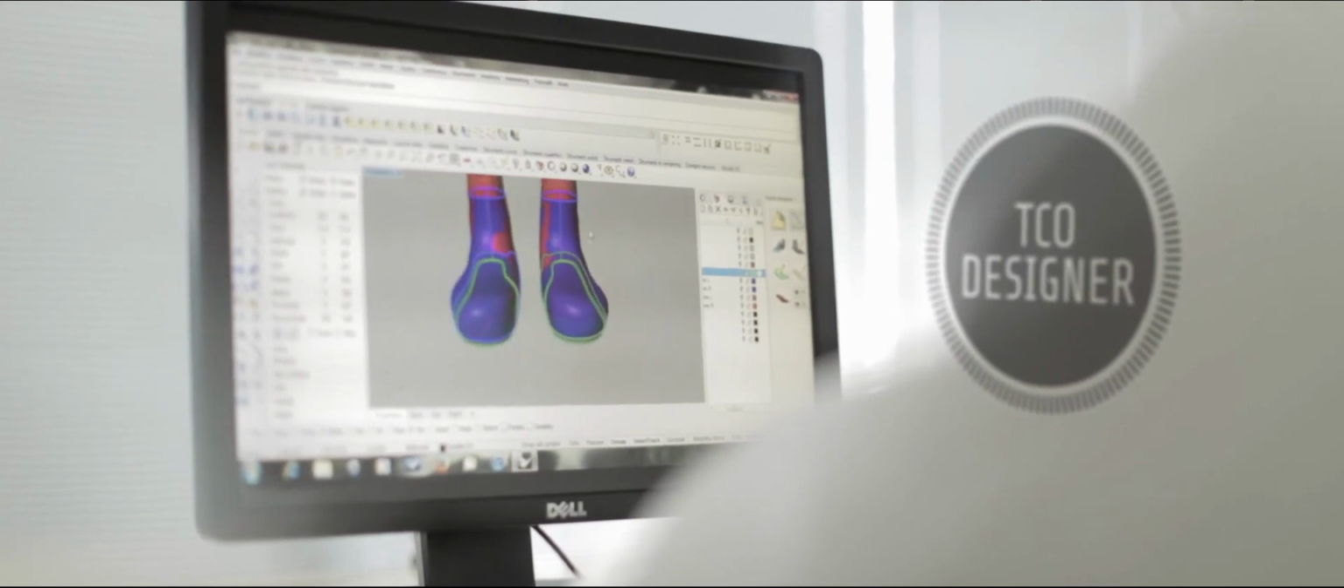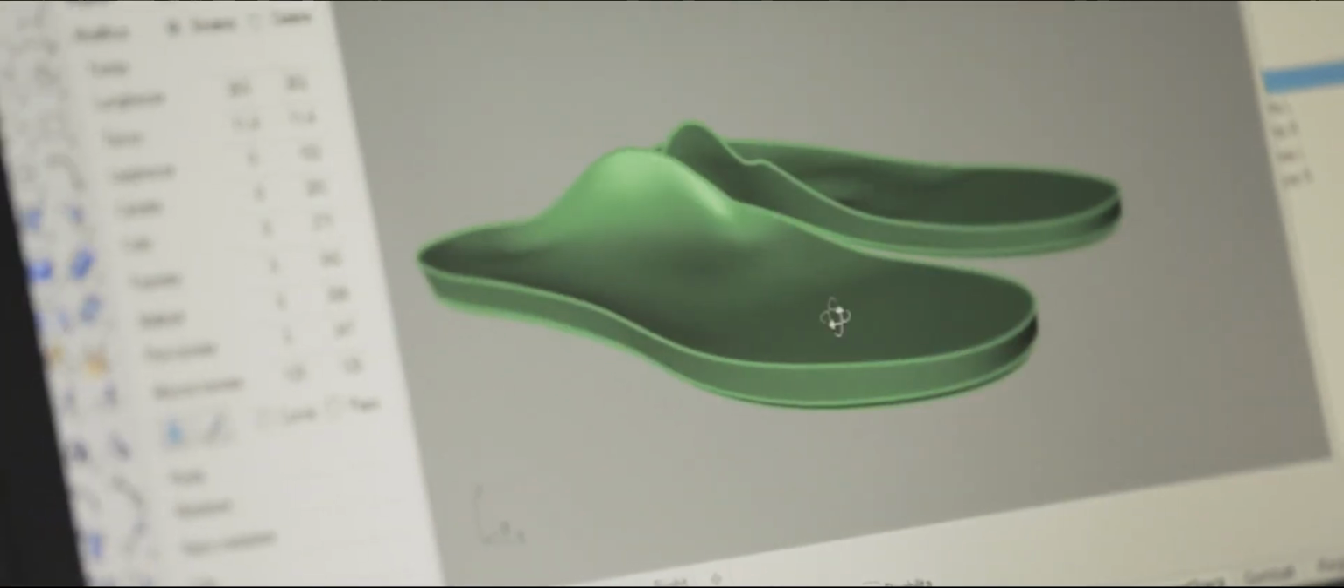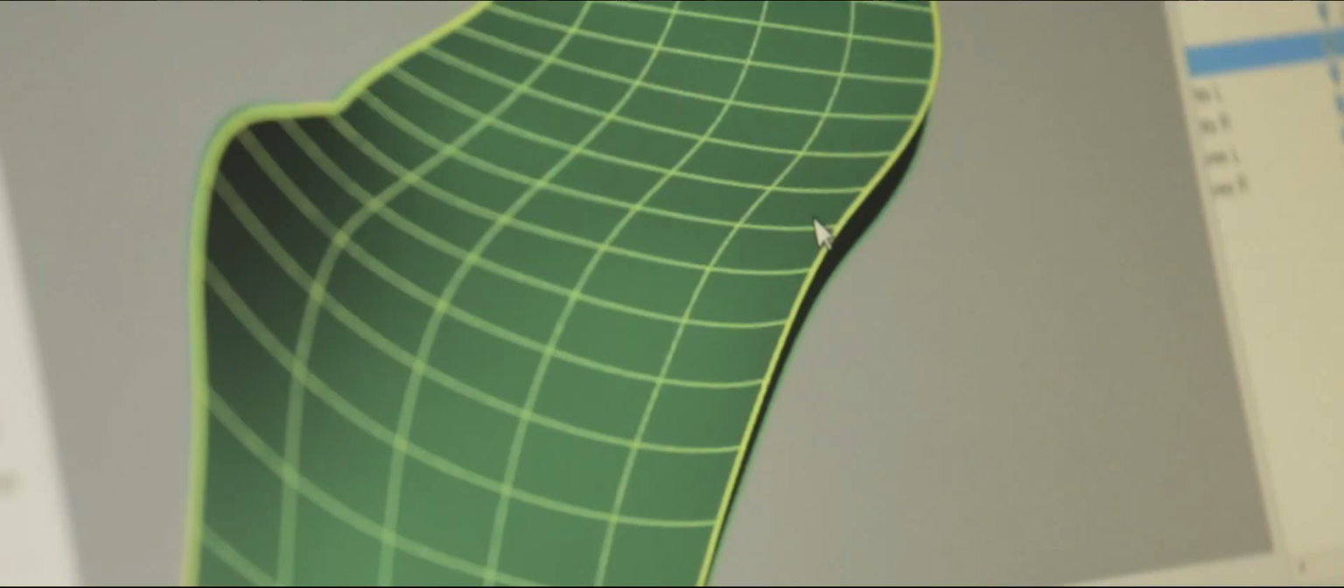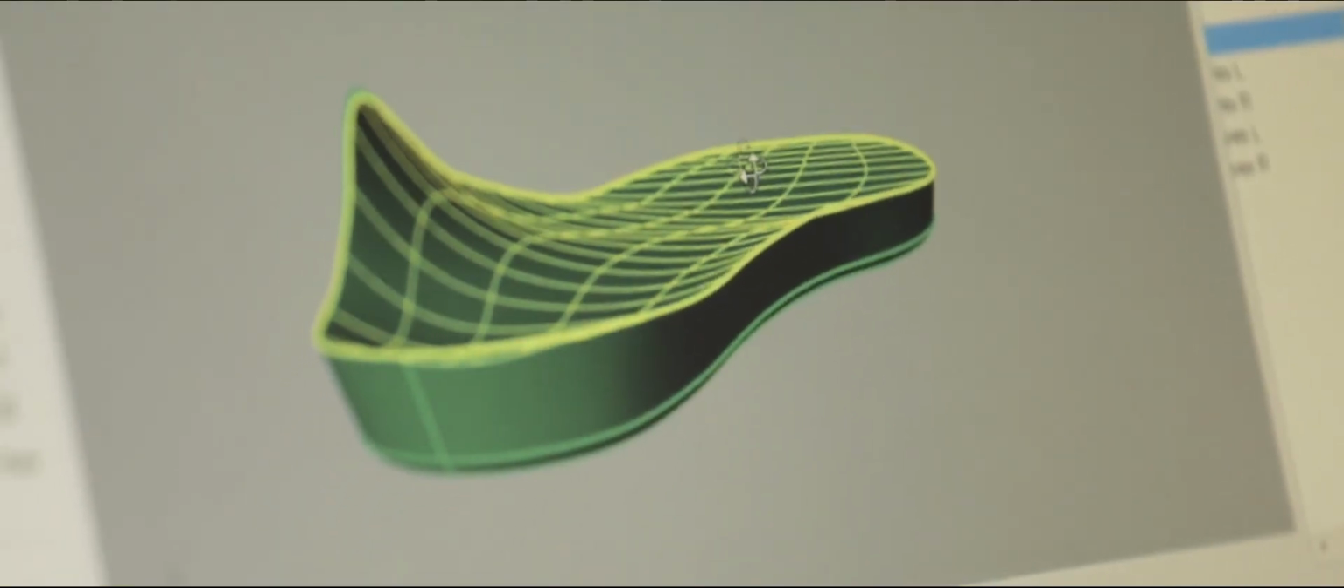TCO Designer is a knowledge-based software for the design and customization of insoles and orthoses. Using the scan of the sole of the foot, alterations can be introduced such as discharges and orthopedic inserts.